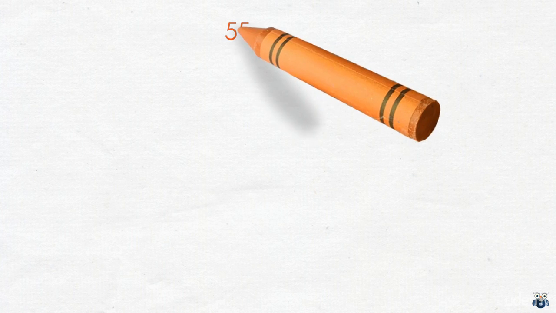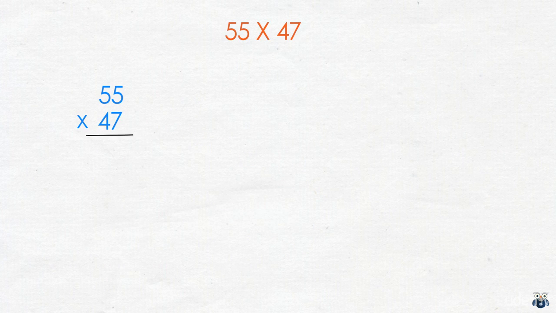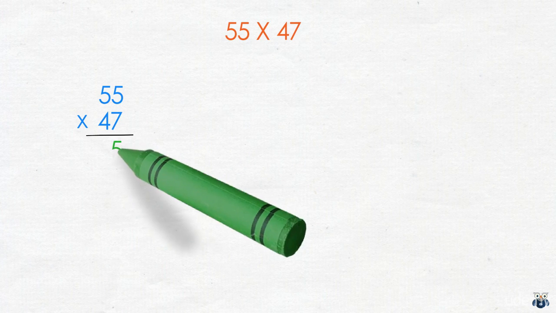Okay, let's move on to another example. What is 55 times 47? Here is one way of solving this problem. We first multiply 55 with 7.